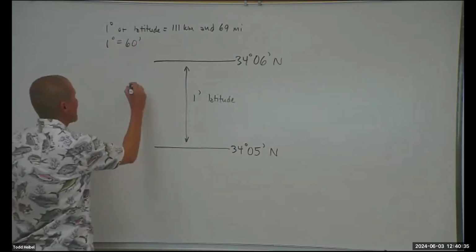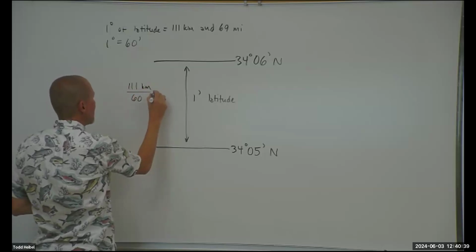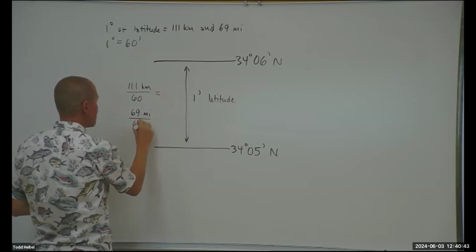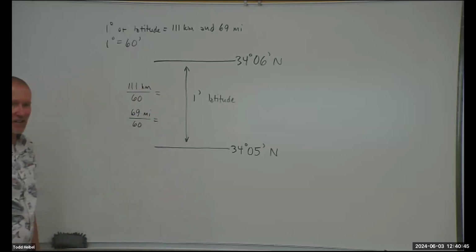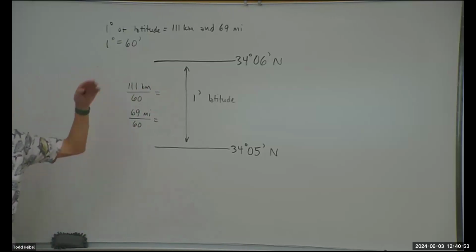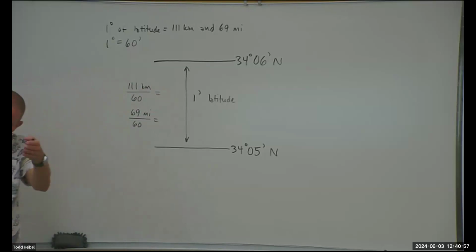Right on. So we're going to take our 111 kilometers, divide it by 60, or our 69 miles, divide it by 60, and what do you get? How many kilometers would that be? How many miles would that be? If you've got a calculator or a phone in front of you, how much is that going to be? Let's round it to the nearest tenth this time. But you're right, Mr. Manuel, yes.